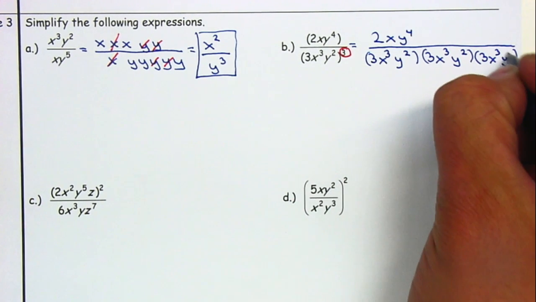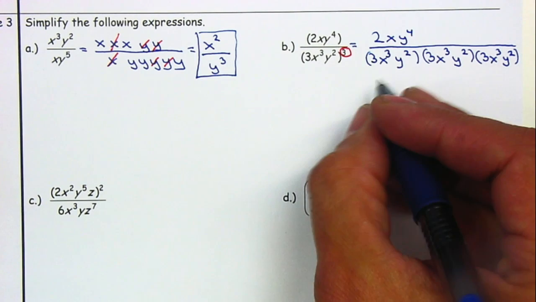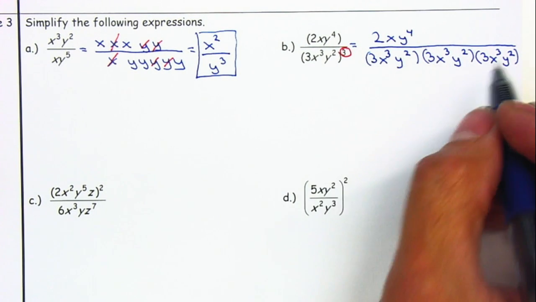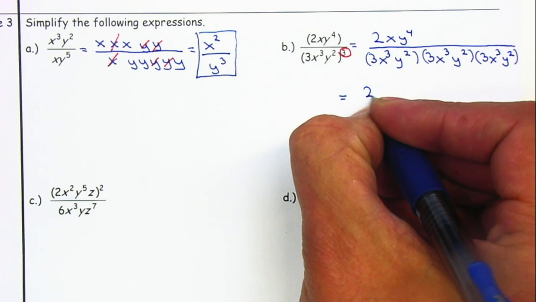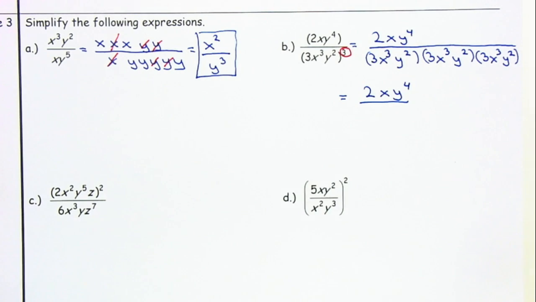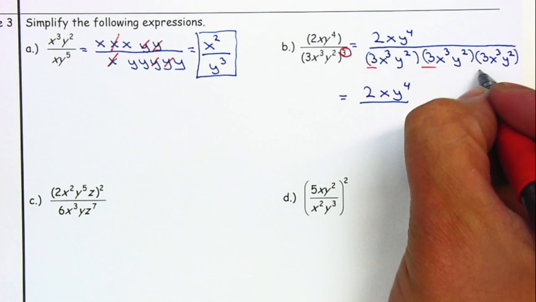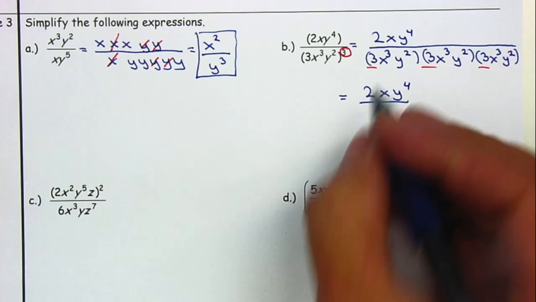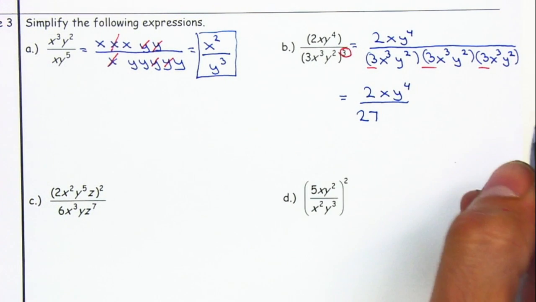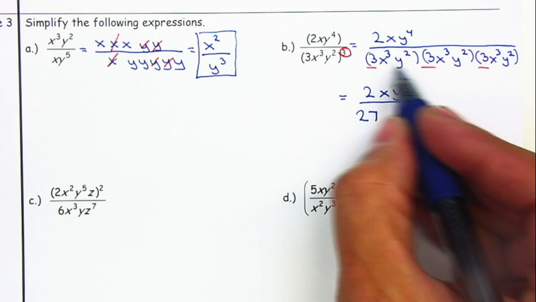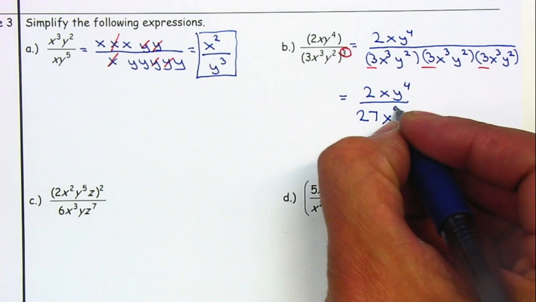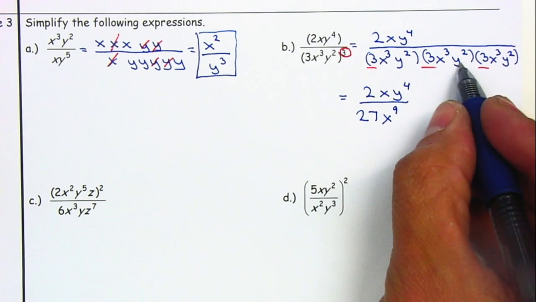Each one is 3x to the 3rd y squared, 3x to the 3rd y squared, 3x to the 3rd y squared. I'm going to simplify the denominator. Before I start to cancel, I want to be able to simplify it. So I have 2xy to the 4th. I'm going to multiply the coefficients. 3 times 3 is 9, times 3 will be 27. I'm going to count how many x's I have on the bottom: 3, 6, 9 x's. How many y's? 2, 4, 6.